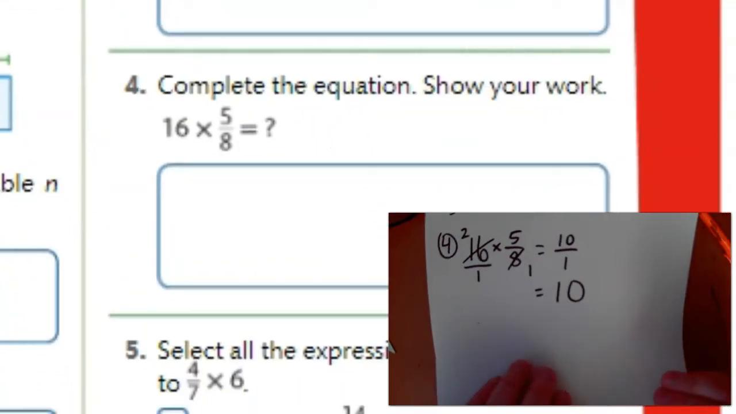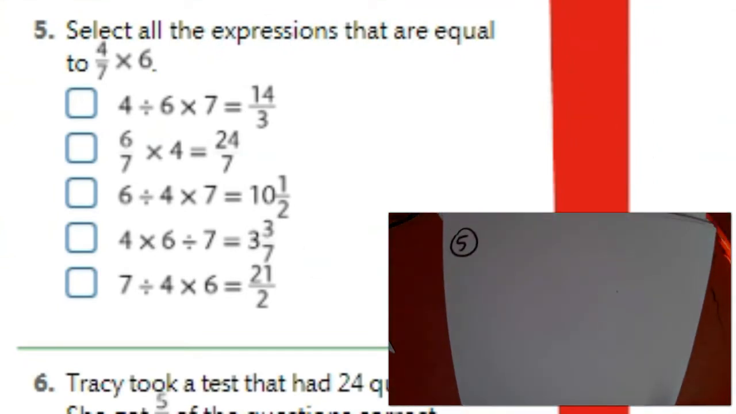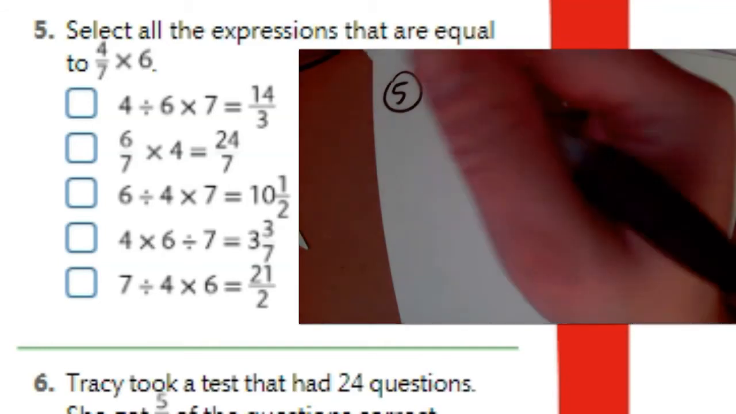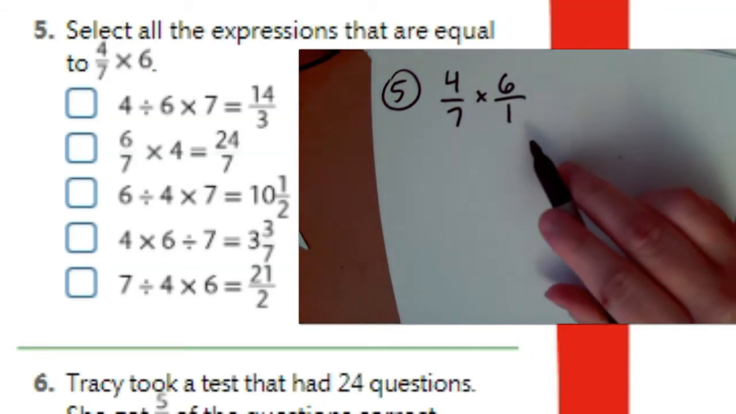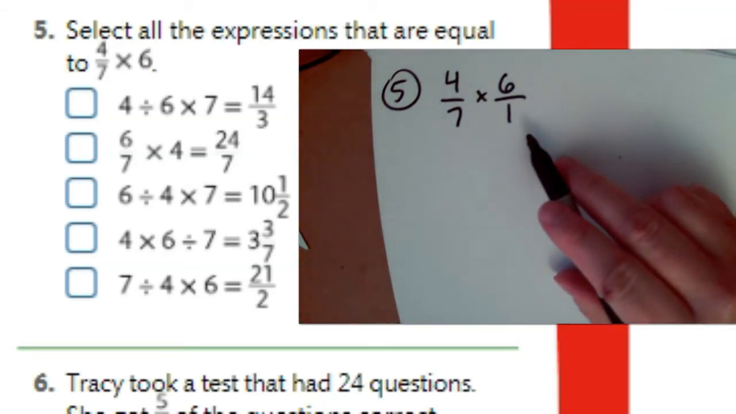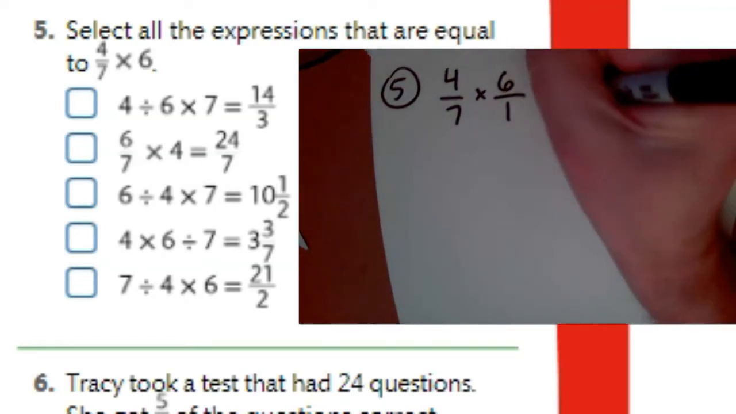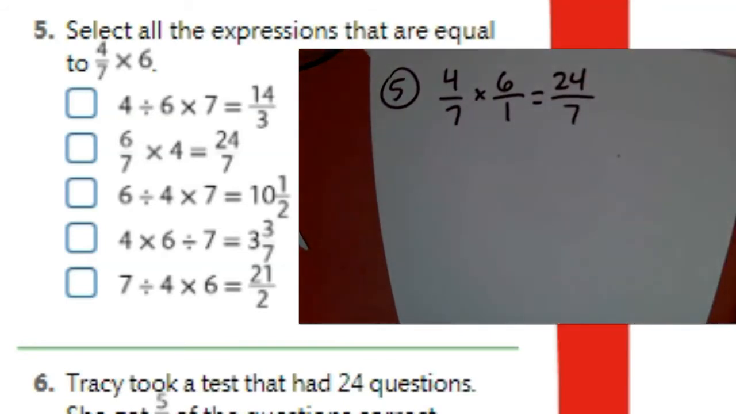Now, number 5, there's maybe a couple of strategies you can use here to help yourself out. We see here that there are 5 different options. It says select all of the expressions that are equal to 4/7 times 6. Well, in order to answer this question, I'm actually going to solve that. 4/7 times 6. I'm going to make that 6 over 1 right away. Think about cross-simplifying, but we quickly find out we can't. So let me multiply. 4 times 6 is 24, and 7 times 1 is 7. I get 24/7.